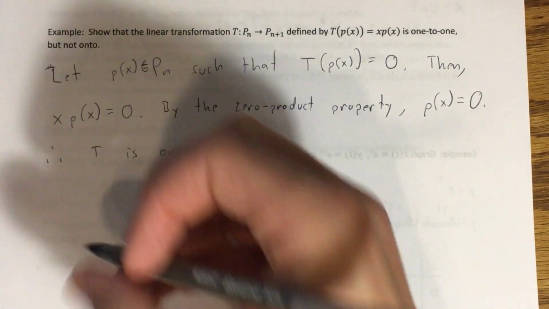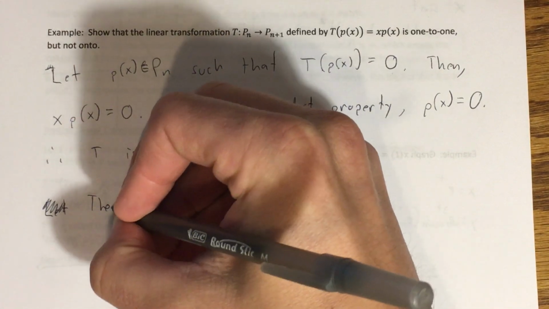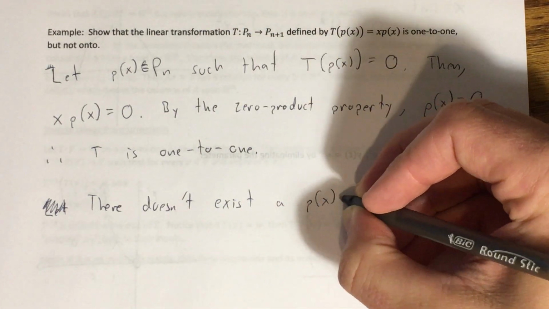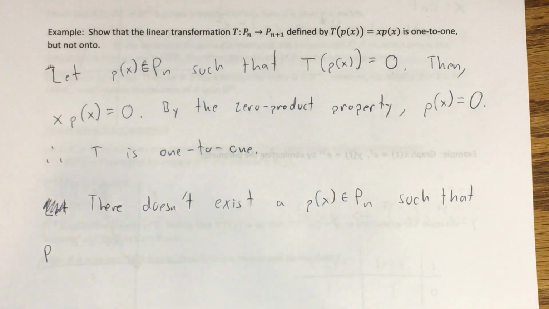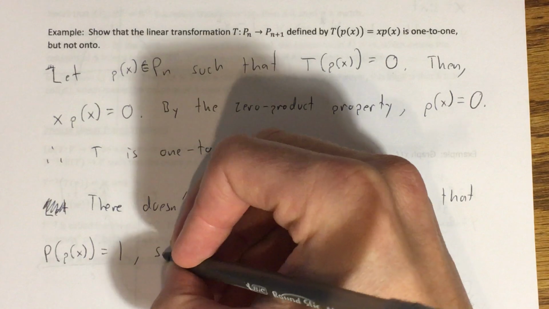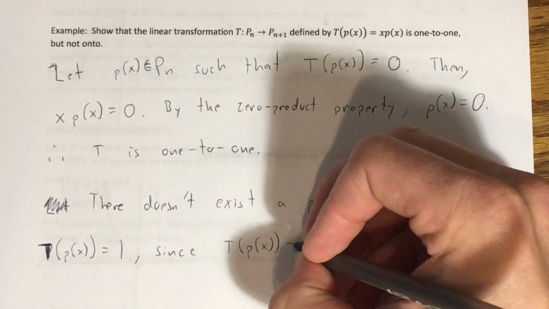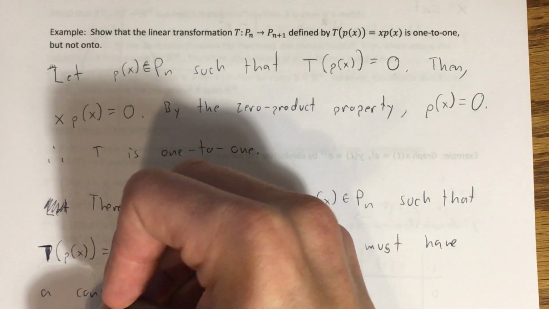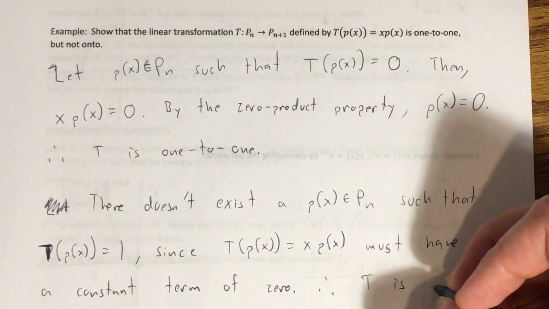How do we state that? Well, again, use a counterexample. Actually, I'm not going to quite state it that way. There doesn't exist a polynomial in Pn such that T of p of x is equal to 1, since T of p of x, which equals x times p of x, must have a constant term of 0. Therefore, T is not onto.